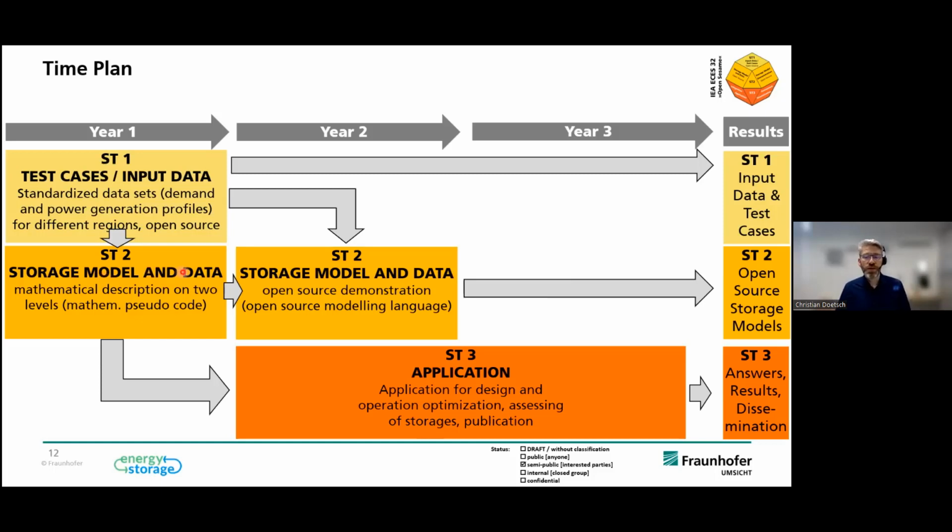This is, to be honest, not only running in year 1 and 2, it's also running now in year 3. We are not as fast as we wished. And this will also be a final result. What is going on since year 2, but now in year 3 mainly, is the application. That means trying to use the different models and to get information out of this modeling. And this application also includes at the end the publication of the results.